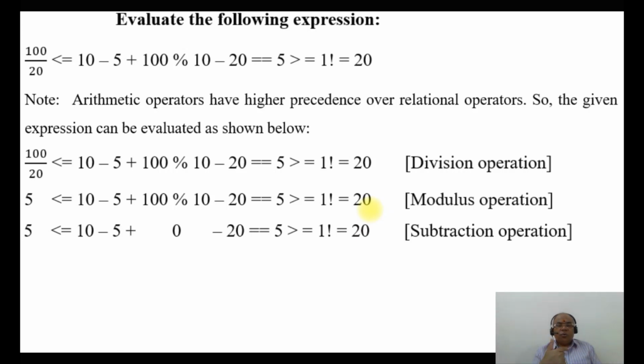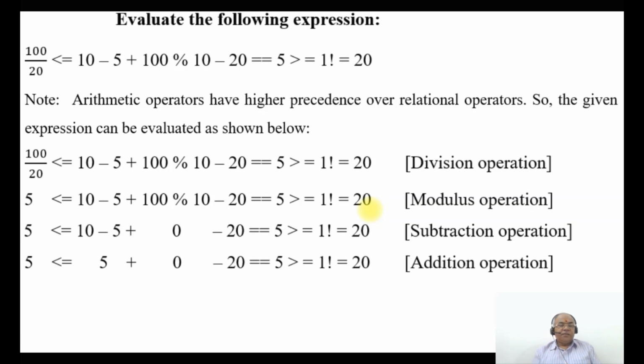So again, now you are going to get the 10 minus 5 subtraction operation. So it becomes 5 is less than or equal to 5 plus 0 minus 20, which is equal to 5, less than or equal to 1, which is not equal to 20. So the addition: 5 plus 0 becomes 5, minus 20 is equal to 5, is greater than or equal to 1, is not equal to 20.